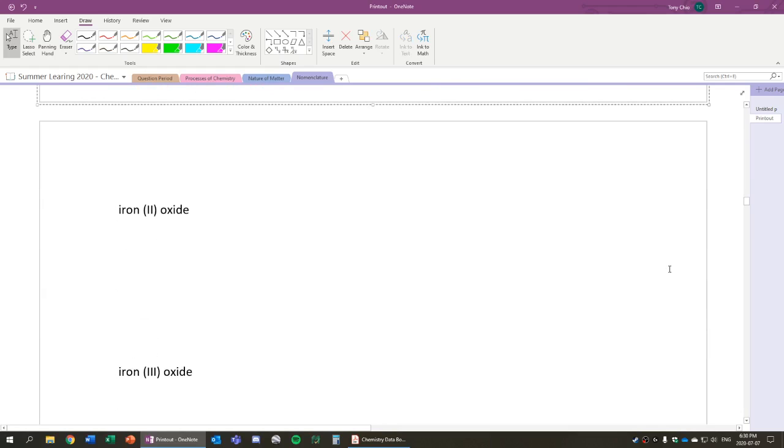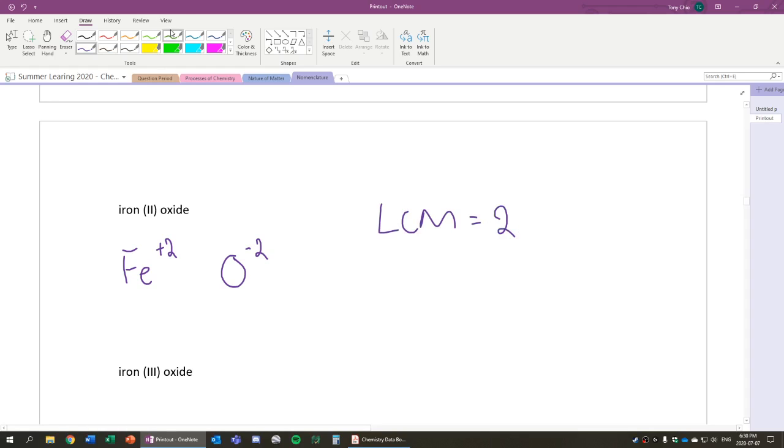Let's try our next example. Iron 2 oxide. Iron is Fe. It has a charge of +2. Oxygen is O. It has a charge of -2. So what is the LCM of 2 and 2? It's 2. So I just need one of each to become balanced. So what I end up getting is FeO.